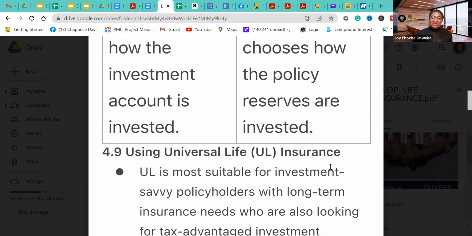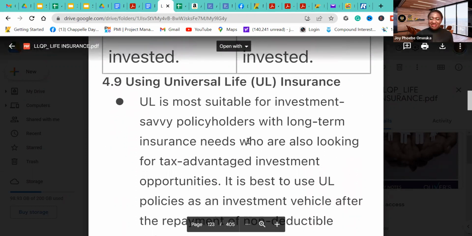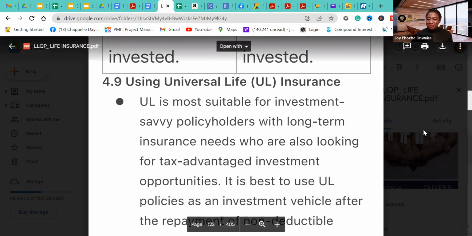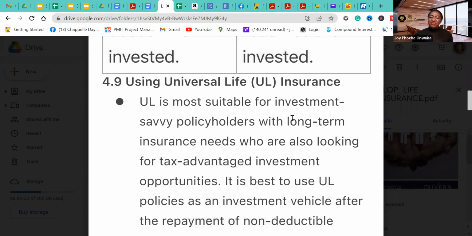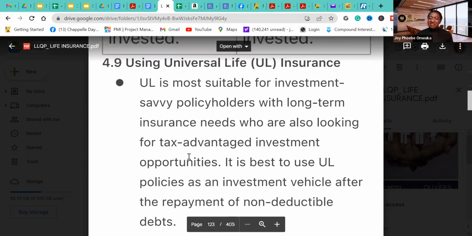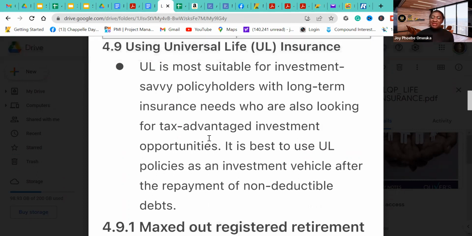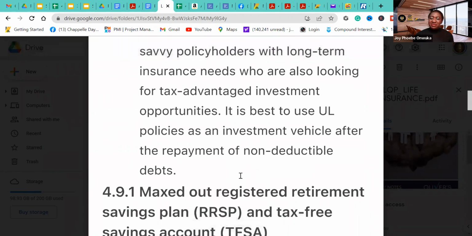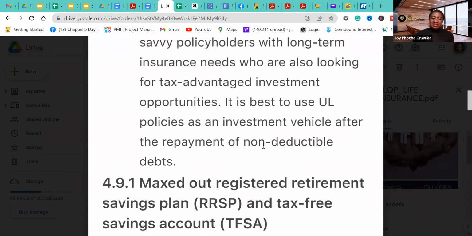Okay. Now, using universal life insurance. Sorry, all these pop-ups again. UL is most suitable for investment savvy policyholders with long-term insurance needs who are also looking for tax advantaged investment opportunities. It is best to use a UL policy as an investment vehicle after the repayment of non-deductible debt.